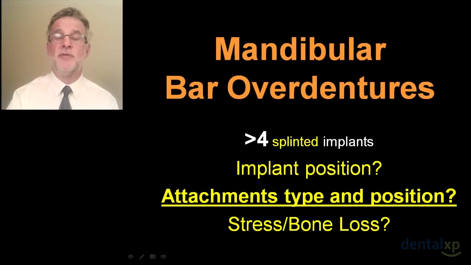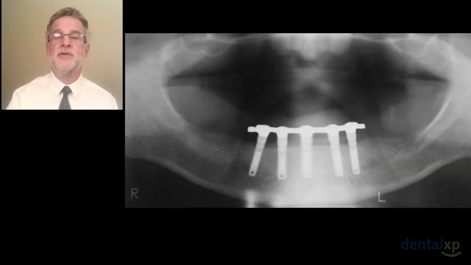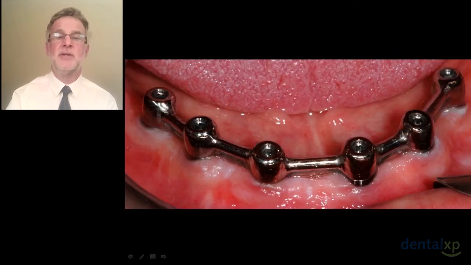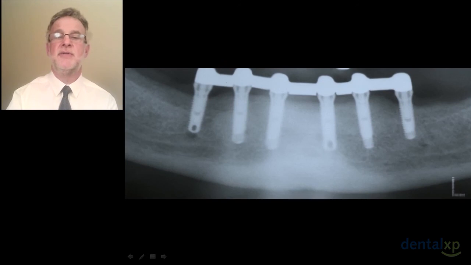We can go with more than 4 implants. How many do you need? Here's 5 with a similar design. We can go with 6, but again, do we really need to do this? Are we really doing the patient a service?